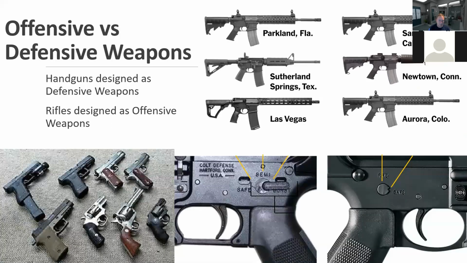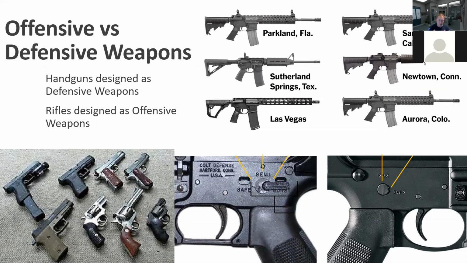Whether it's offensive or defensive weapon, the weapon of choice for an active shooter is far more likely an offensive weapon. It's usually a rifle, usually some type of an AR-15, but it's more likely to be a weapon that has a 30-shot clip in it. It's semi-automatic, so each time you squeeze the trigger, it fires a round.